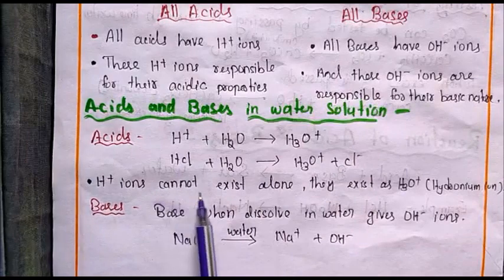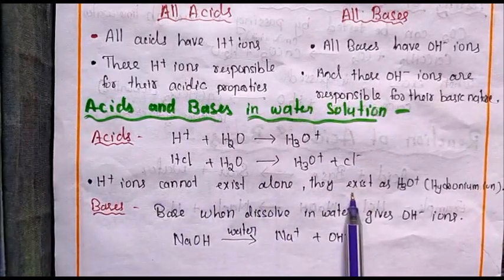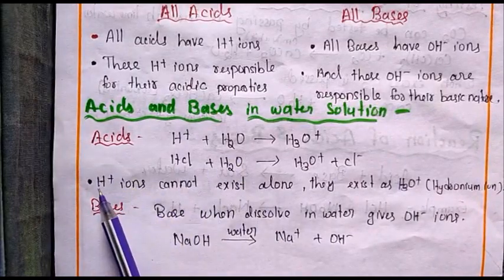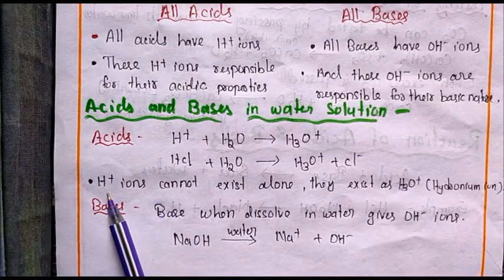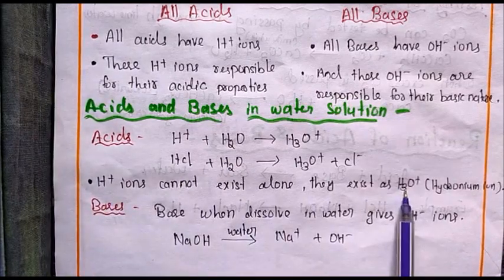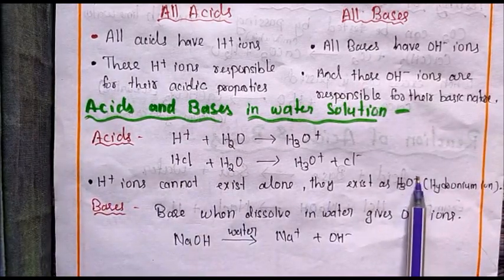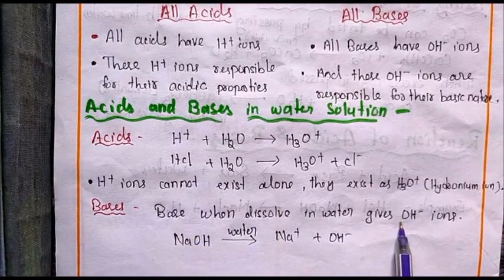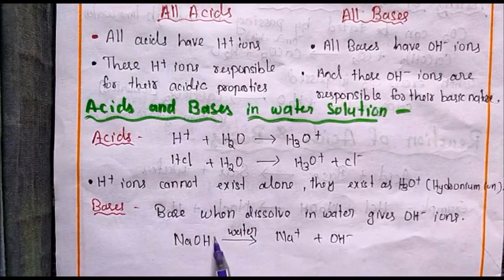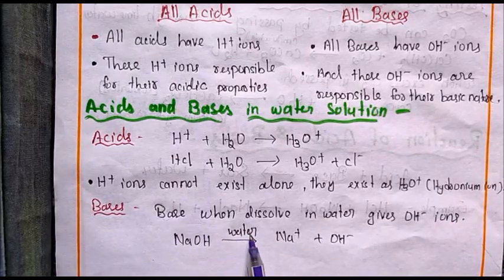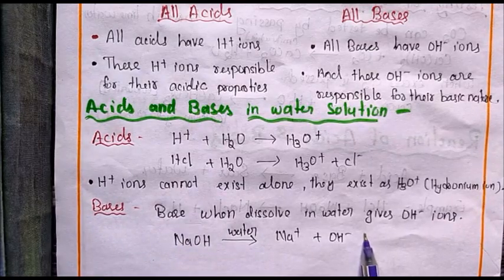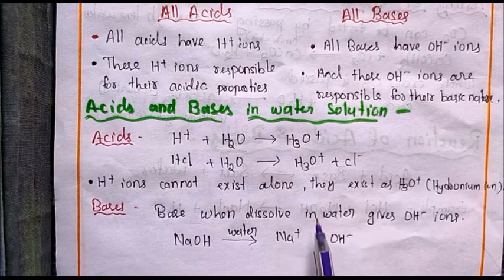H+ ion cannot exist alone. They exist as hydronium ion. H+ ion in water solution cannot exist alone. It is always in the form of hydronium ion, that is H3O+ ion. In base, when it dissolves in water, it gives rise to OH- ion. That is, sodium hydroxide is a base. When it is added to water, it gives Na+ ion and OH- ion. This is the main property when it is added with water.